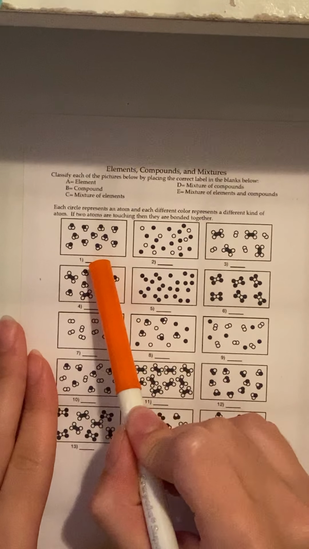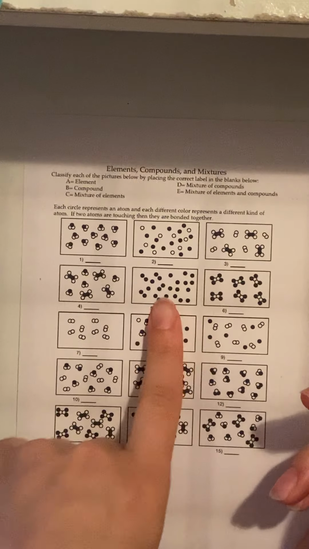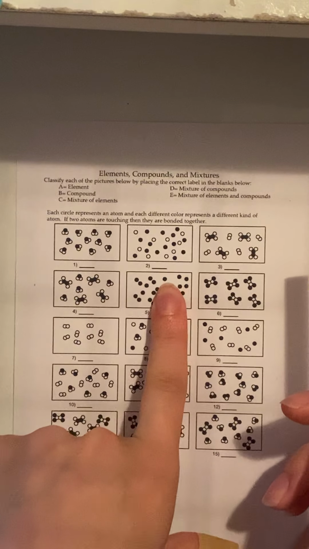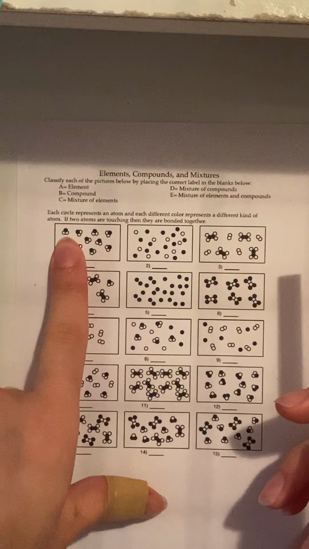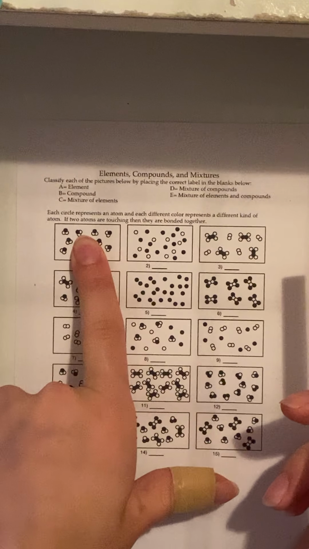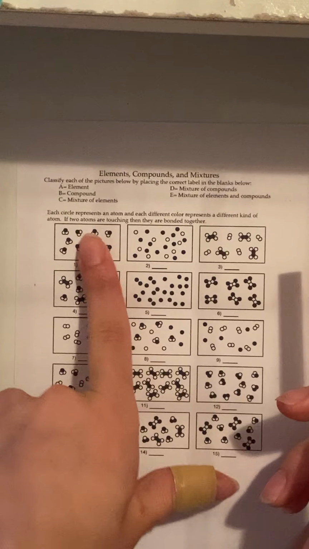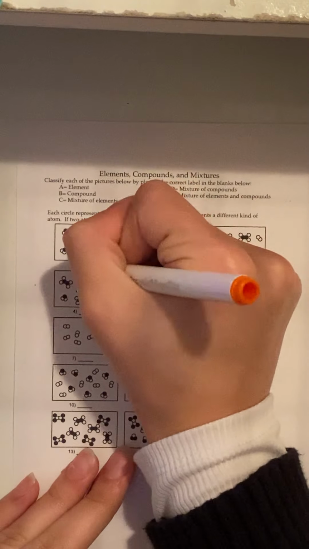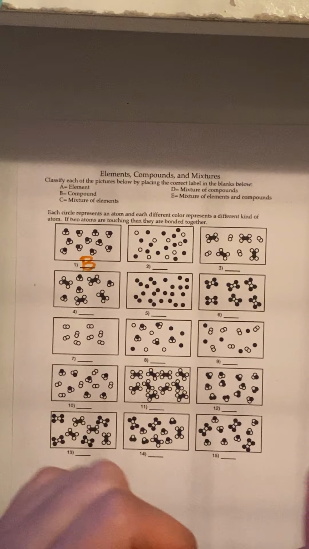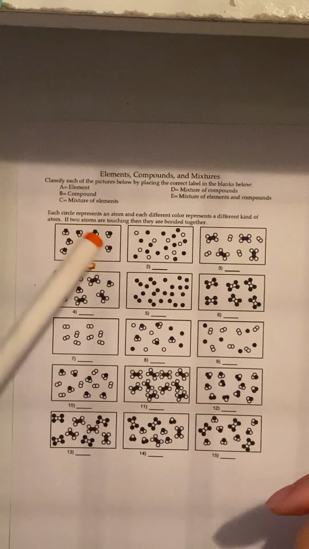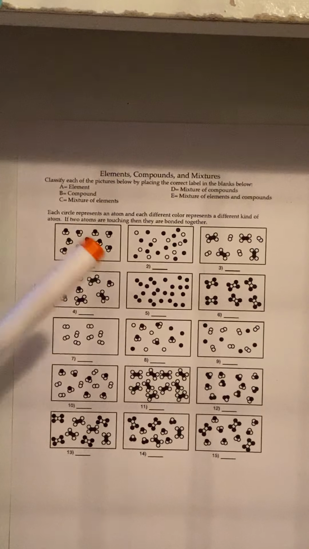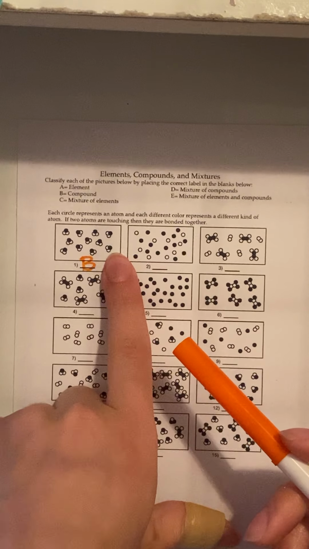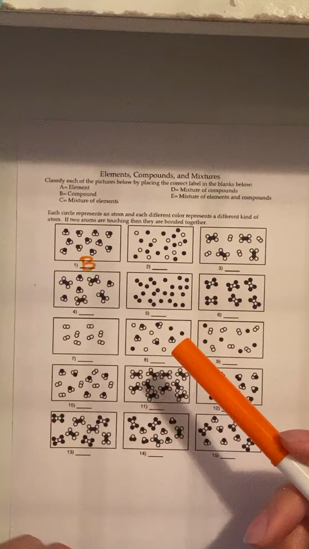Okay, so for the first one, which would we say? Is it an element? No, because an element would actually be number 5. You see just one type of atom, so that would be an element. But this one has an element with another type of element, so we have the white ones too. So I would say this would be B. This would be a compound because it has two different types of elements joined together in a set proportion, the same proportion, the same type of compound.